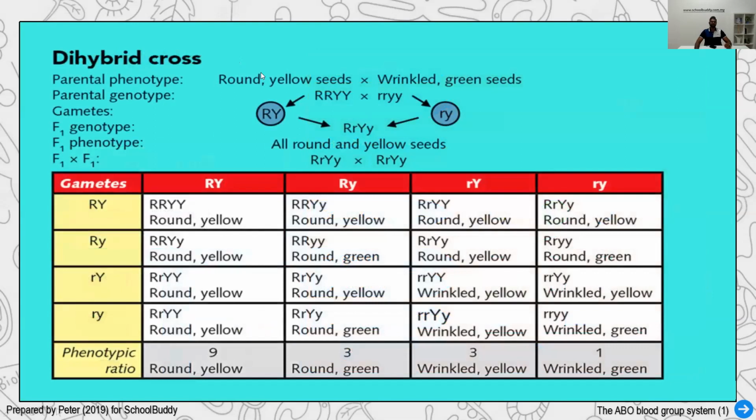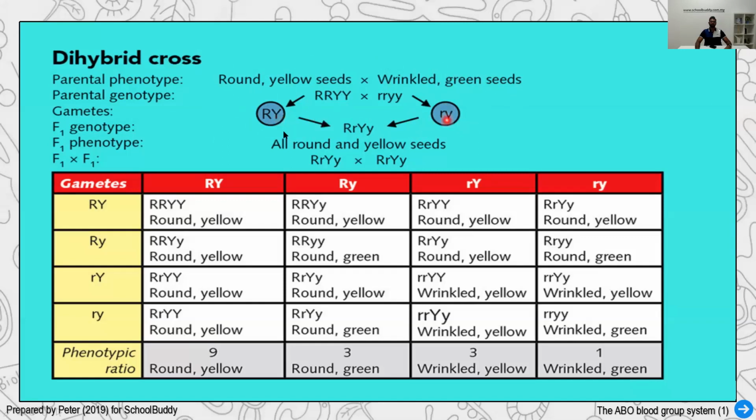In the case of a dihybrid cross, there are going to be more than one characteristic. Monohybrid is just a single characteristic, either tall or short. In this case, you're going to have a combination of characteristics. The characteristics are round and yellow seed, and the other is wrinkled and green seed. In this sense, we have two characteristics: the shape of the seed and the color of the seed. Big R stands for round, small r stands for wrinkled, capital Y stands for yellow, and small y stands for green.